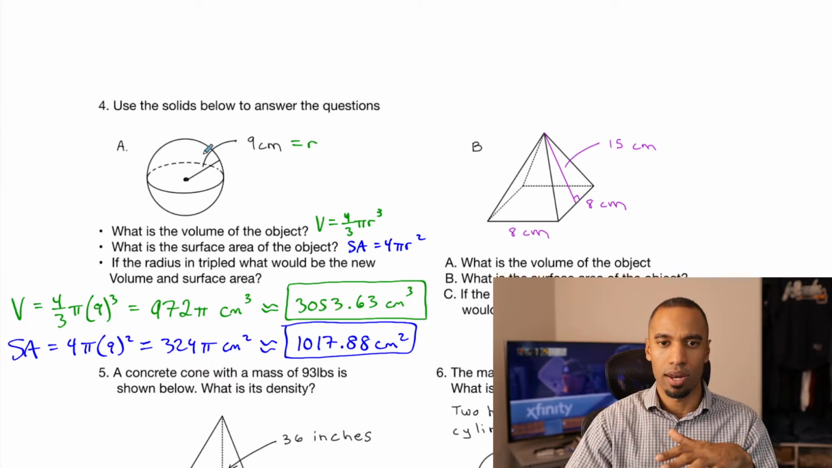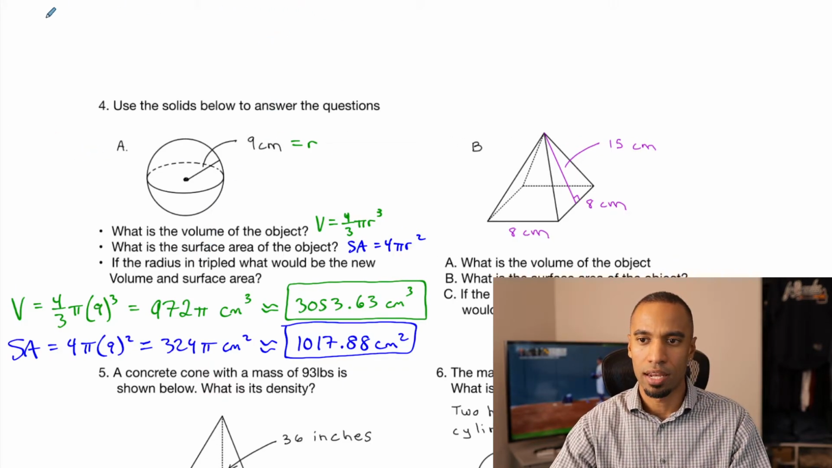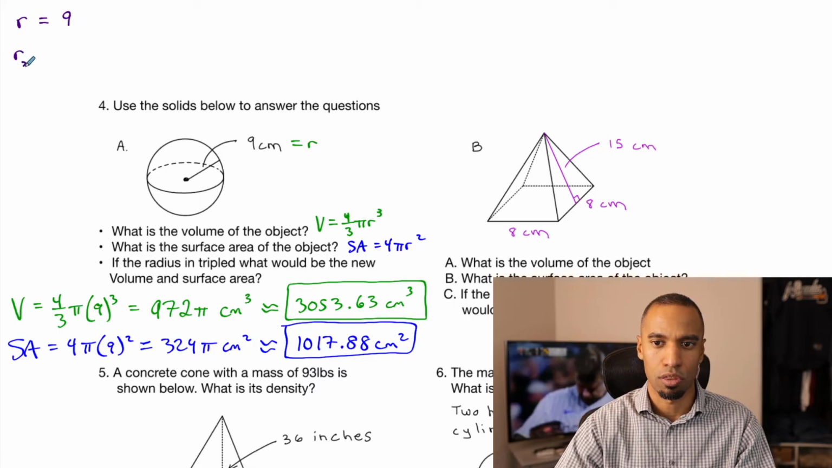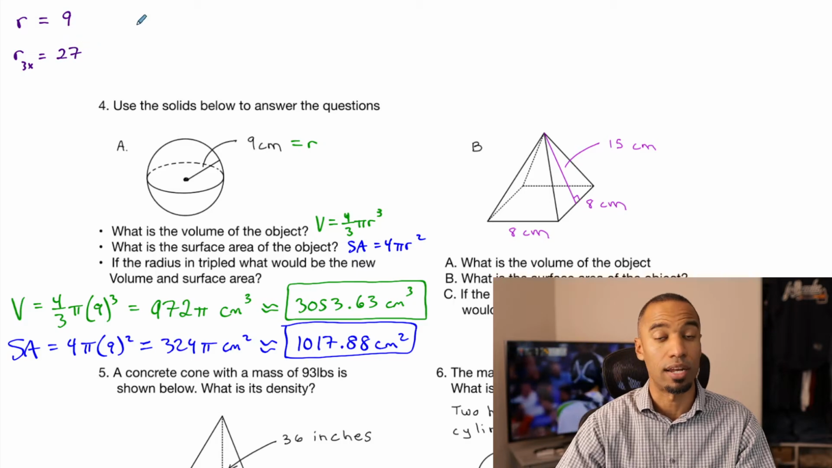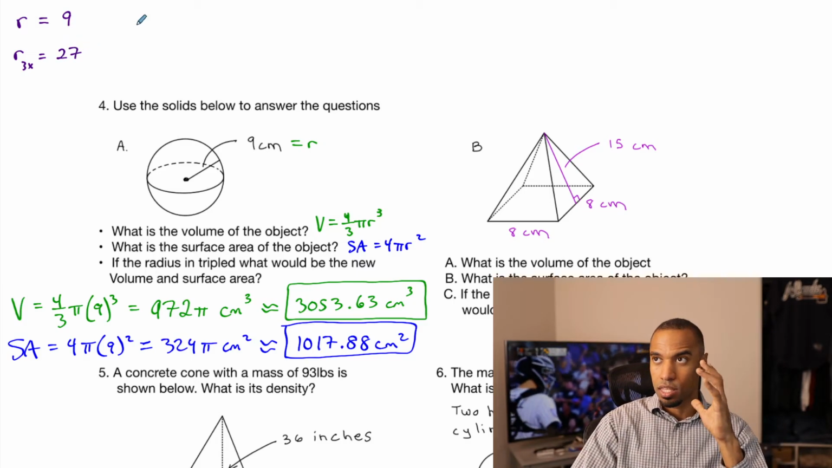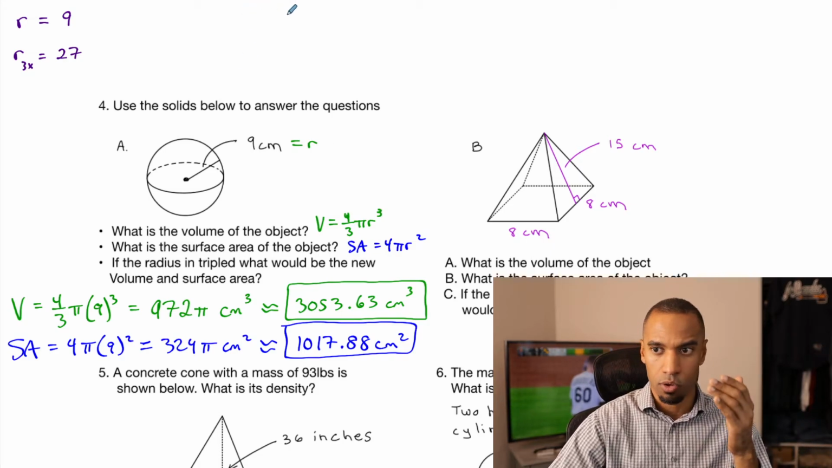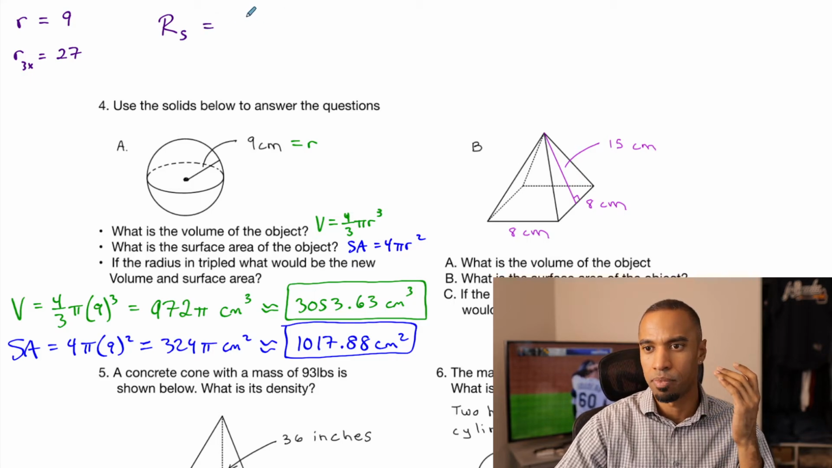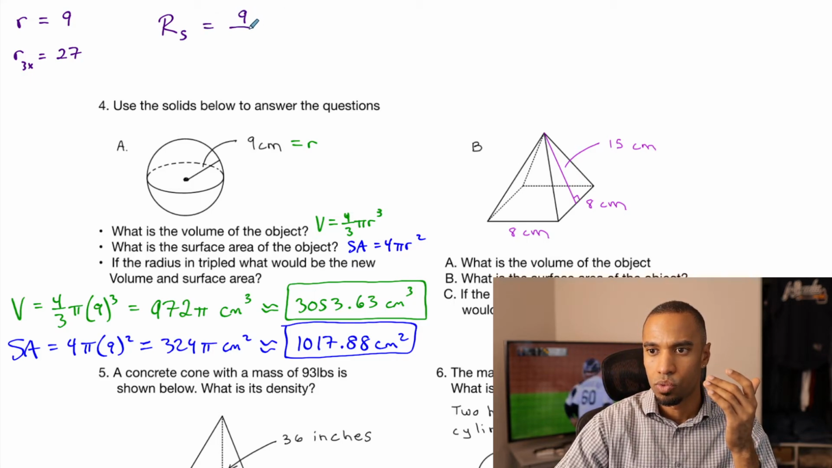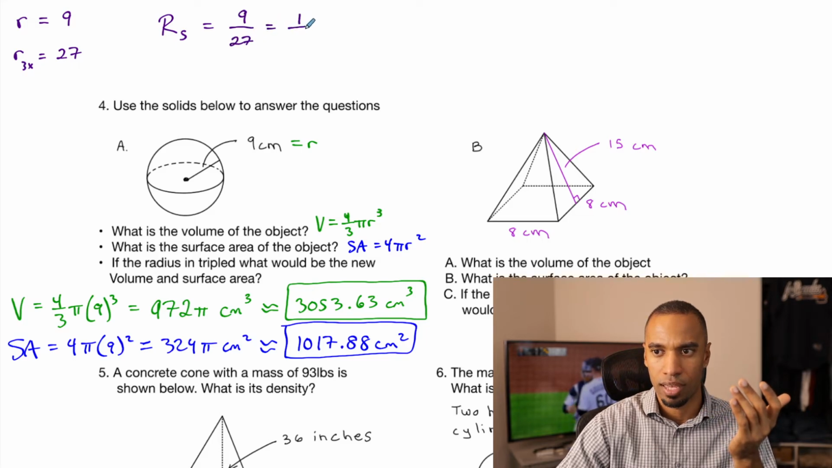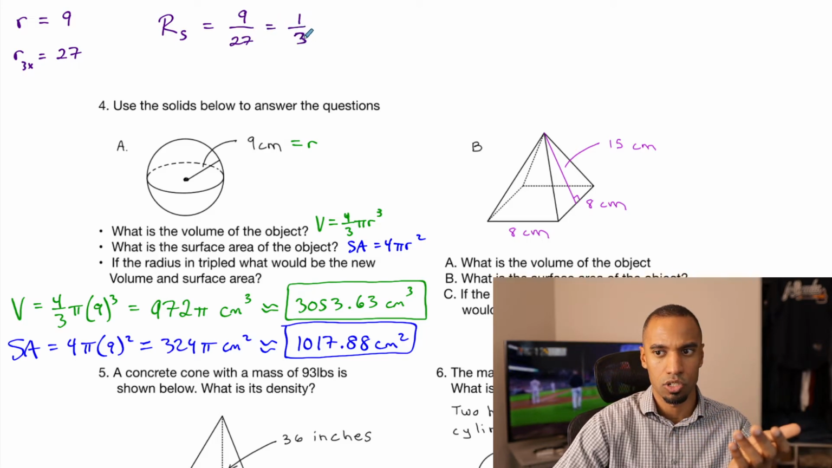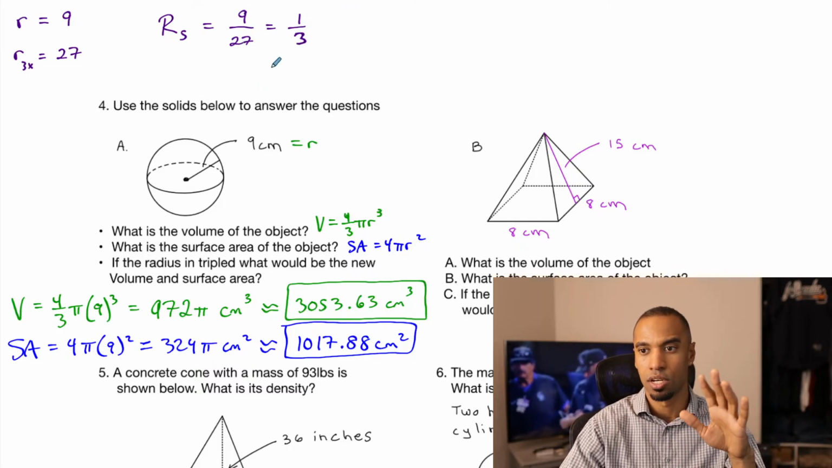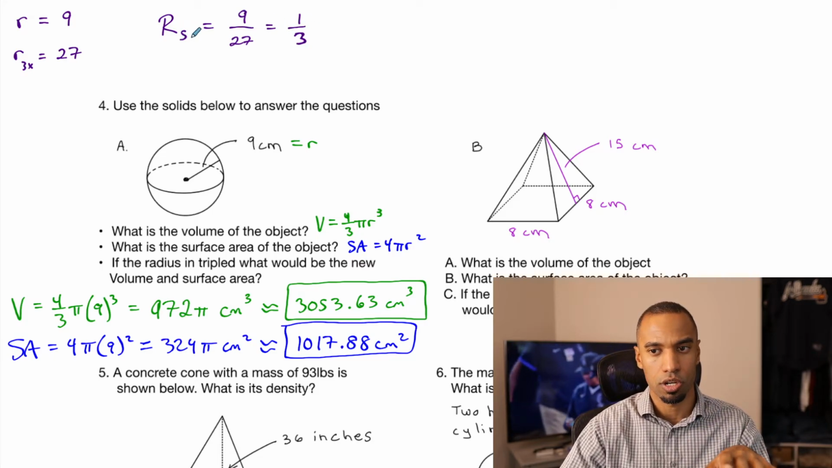Okay, the thing that I want to point out here is if the radius is tripled, so if the original radius is 9, then the tripled radius is 27, right? It's 3 times larger. So the similarity ratio, I put an RS here, from the original to the new one is 9 to 27. That's 1/3. Everything was tripled there. One is 1/3 the other, the original to the new. That doesn't really matter as long as I keep things intact. So the similarity ratio is 1/3.